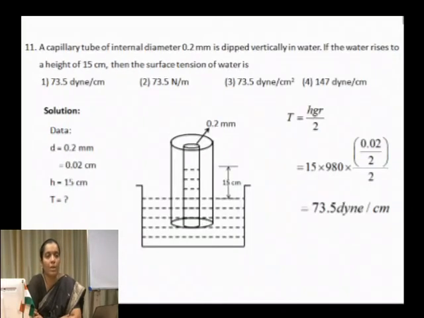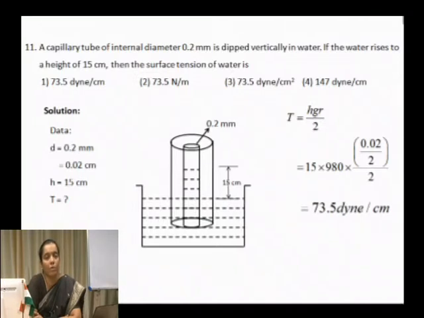The next problem, a capillary tube of internal diameter 0.2 millimeter is dipped vertically in water. If the water rises to a height of 15 centimeter, then the surface tension of water is dash. So, the data available for us is the diameter of the capillary tube D is equal to 0.2 millimeter or 0.02 centimeter. Height of the liquid in the capillary tube is 15 centimeter. We are asked to calculate the surface tension of water.